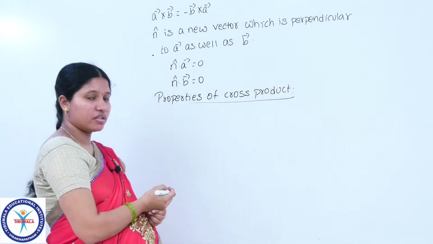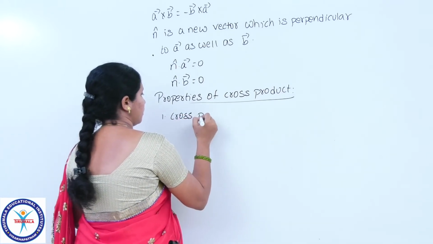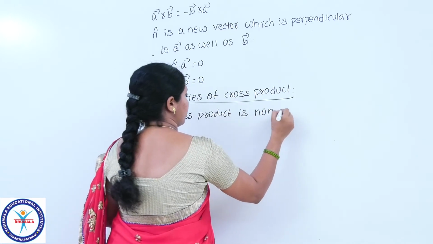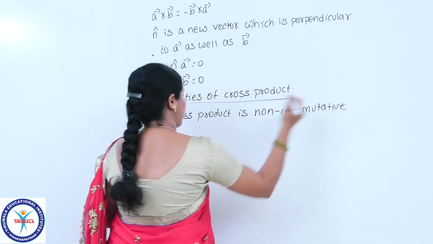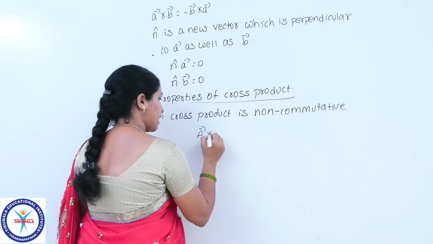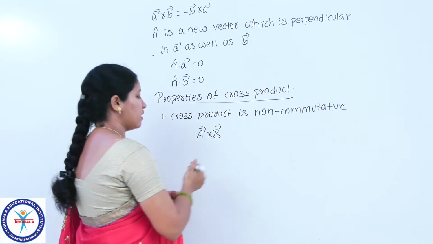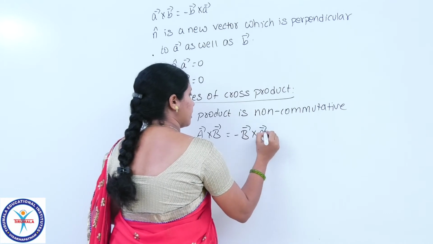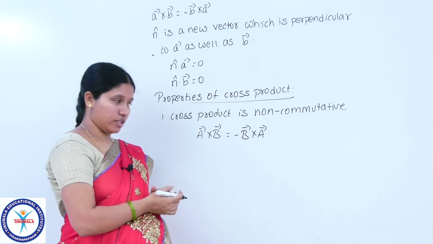The first one is cross product is non-commutative. Hence, if a bar and b bar are the two vectors, the cross product a bar cross b bar is equal to minus b bar cross a bar, and it is position sensitive.